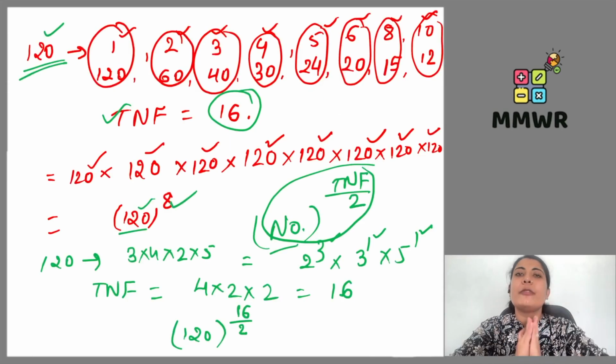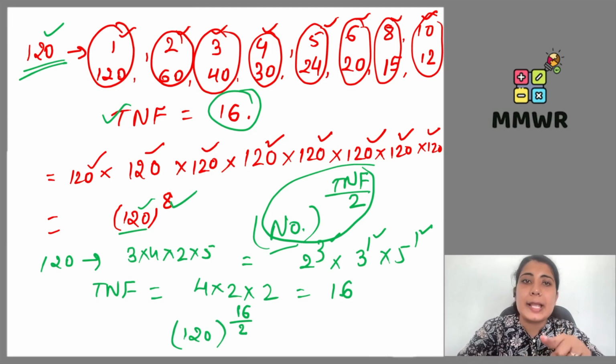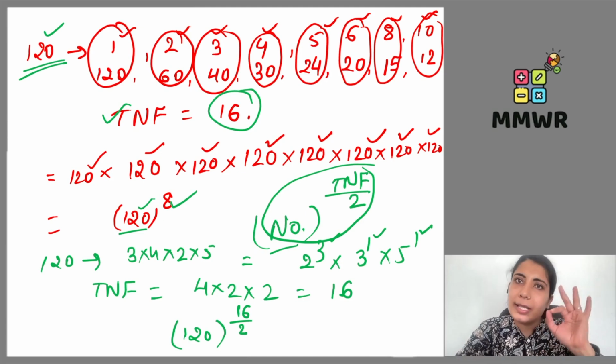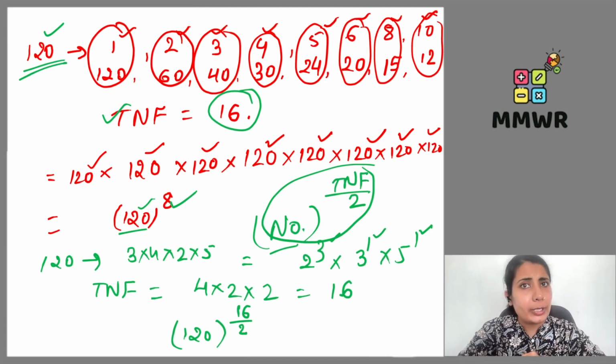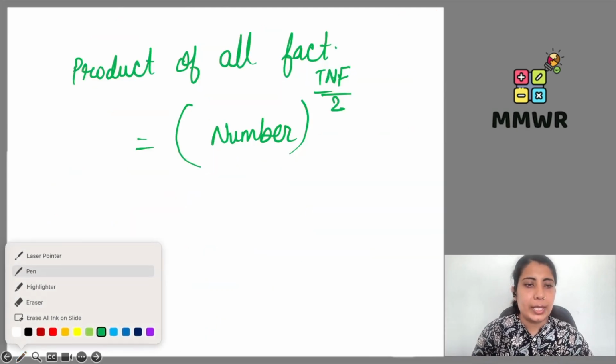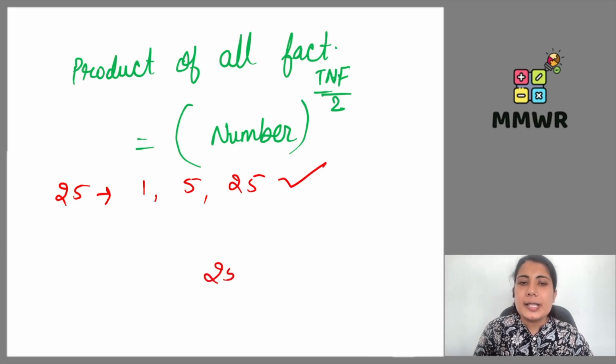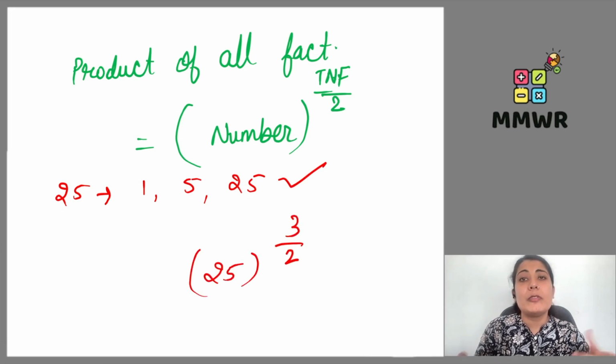Now, for these types of numbers which are non-perfect squares, 120 is not a perfect square. Right? It's not a perfect square number. That is why we are getting the total number of factors as an even number here. Always we get the total number of factors as an even number. But for the cases when we have a perfect square like 25, the factors are 1, 5, 25. Three factors are there. So can we write it as 25 to the power 3 by 2? What will we be doing in that case? That also we will be looking at further.